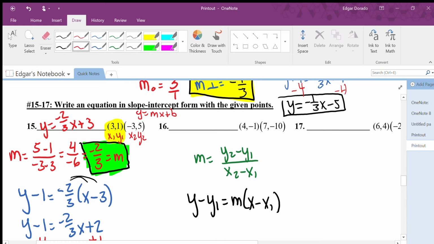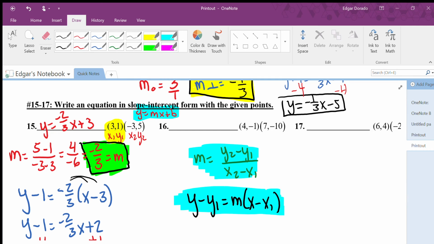Okay, guys, so these are the formulas that you're going to need: slope-intercept, slope formula, and point-slope formula. You're going to need all three of those to solve this problem. So use example number 15 to solve 16 and 17, and I'll come back and write down the answers for you so you can double check your answers. All right, go ahead and pause the video right now and try those out.